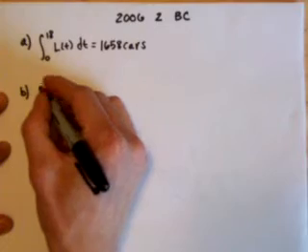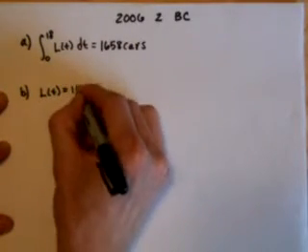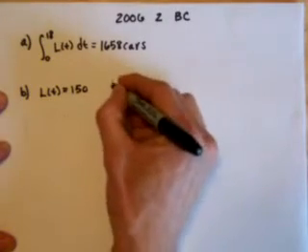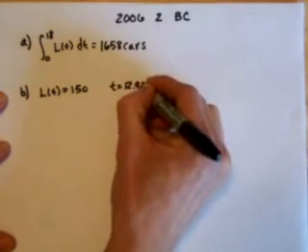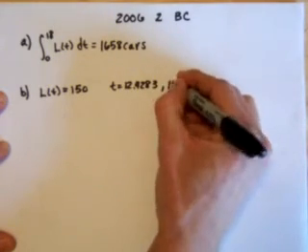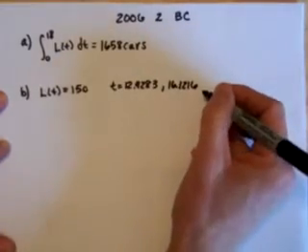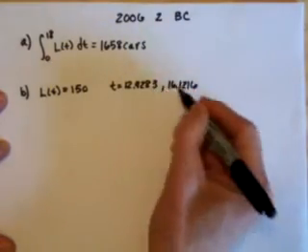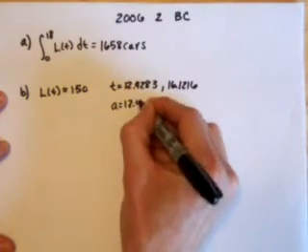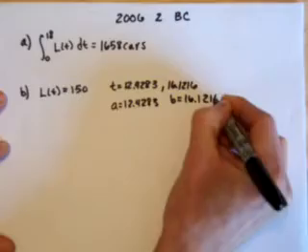So what we want to do is set L of t equal to 150 and see when that happens. We'll use our graphing calculator to do that and find it happens when t equals 12.4283 and 16.1216. Okay, so we're going to have to let something equal these two values. So A equals 12.4283 and B equals 16.1216.